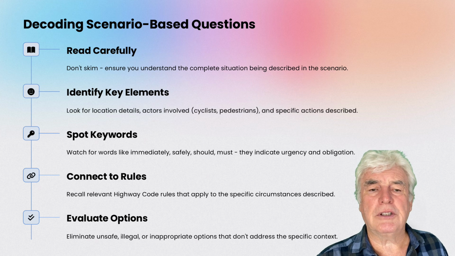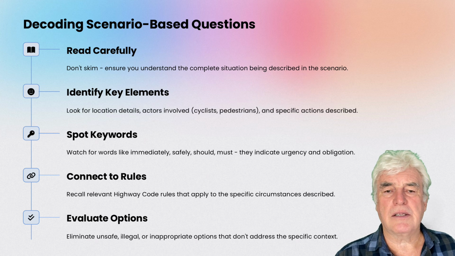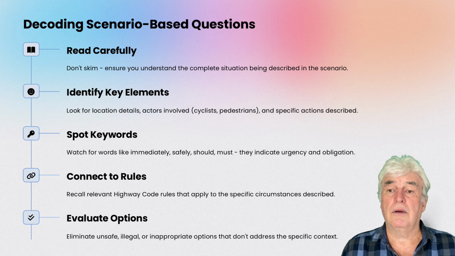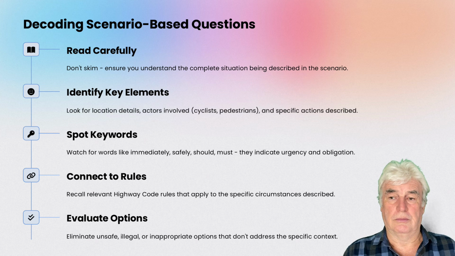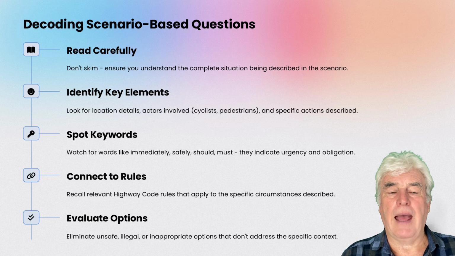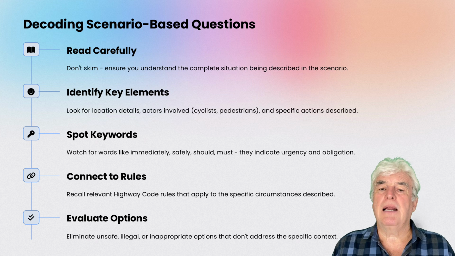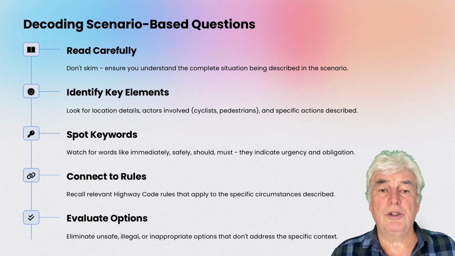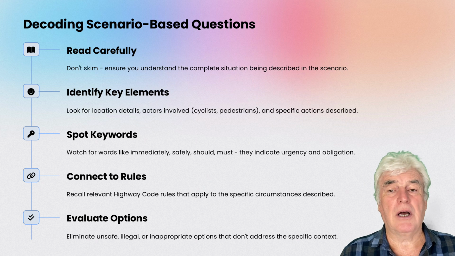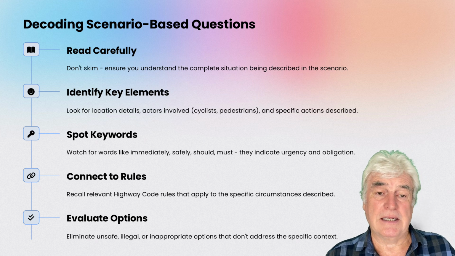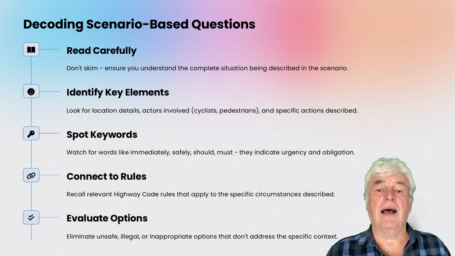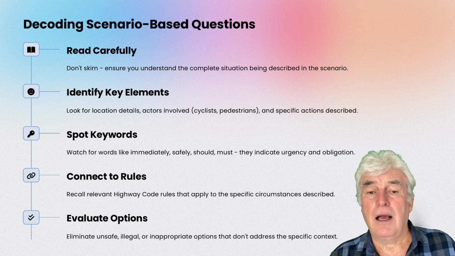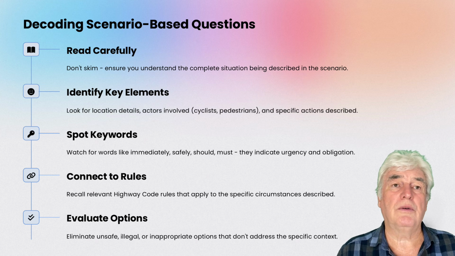So an example scenario might be something like this. You are driving on a country road in thick fog. What should you do? Question. A. Drive at the speed limit to maintain traffic flow. B. Use your full beam headlights at all times. C. Use dipped headlights and drive at a safe speed. Or D. Overtake slower vehicles to avoid delays.